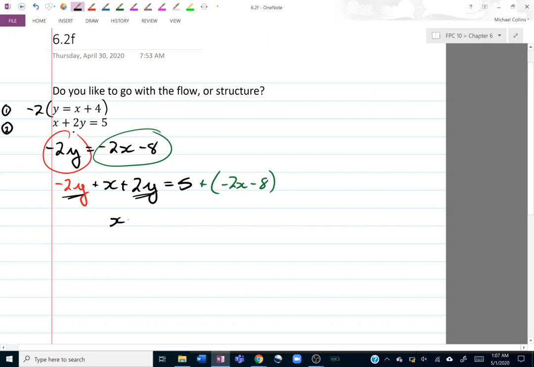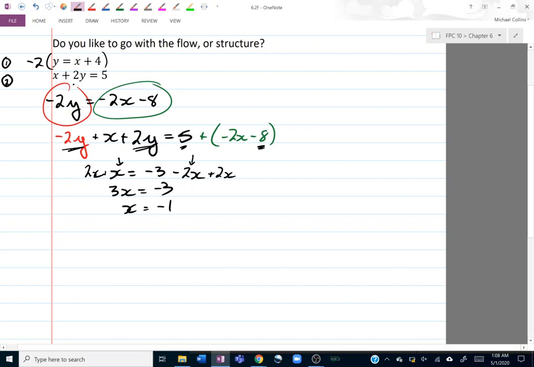And I end up with x is equal to, I've got a positive 5 and a negative 8, which means I've got a negative 3, and then on my right, I've also got this negative 2x. I end up with x in two different places, so now I just have to move them over to the same side. I'm going to add 2x to both sides. I end up with 3x is equal to negative 3, so x is equal to negative 1.